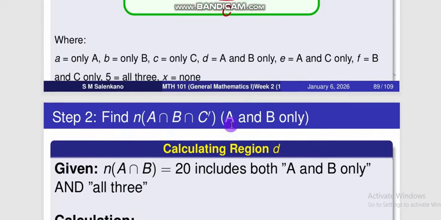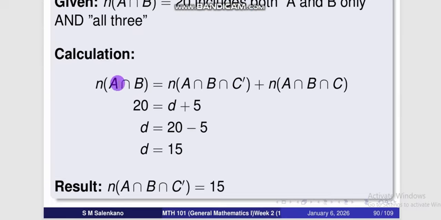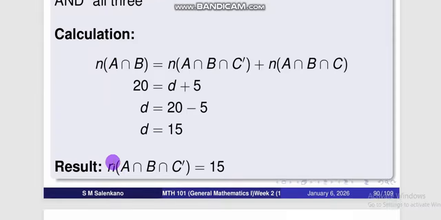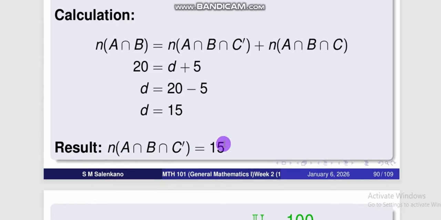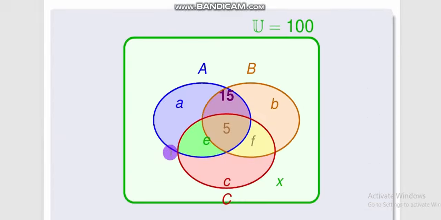So we proceed to find that D. We were given 20. Those who read A and B only without C, we don't know, we put D, plus those who read all the 3, we were given 5. So from here our D is the 20 minus 5, we have 15. So those who read A and B without C were 15 students. So we go to our Venn diagram and write 15 in that region. Can you see? If you add 15 to 5, you will get 20, right? So we are done with this.